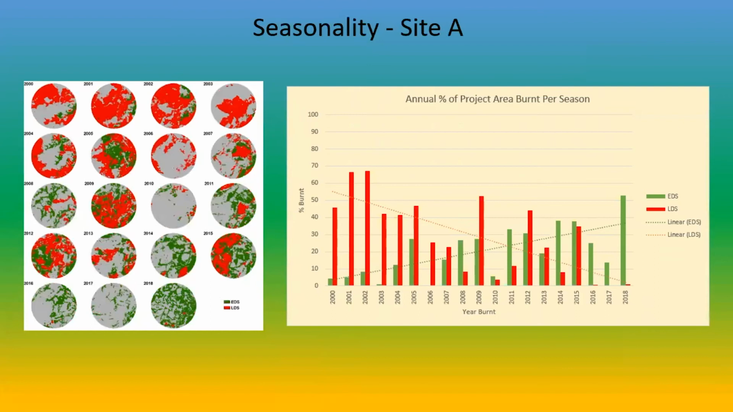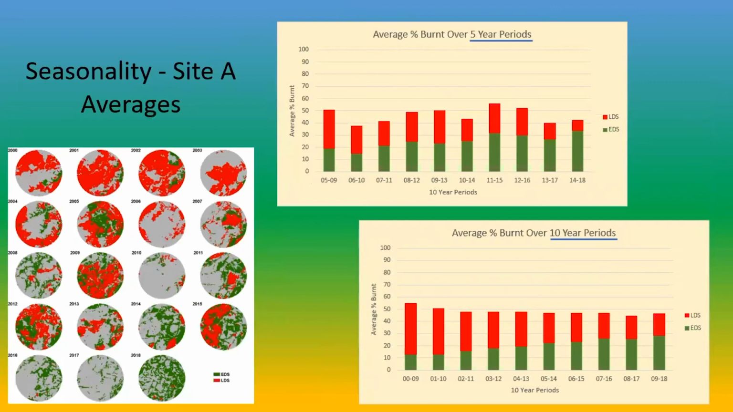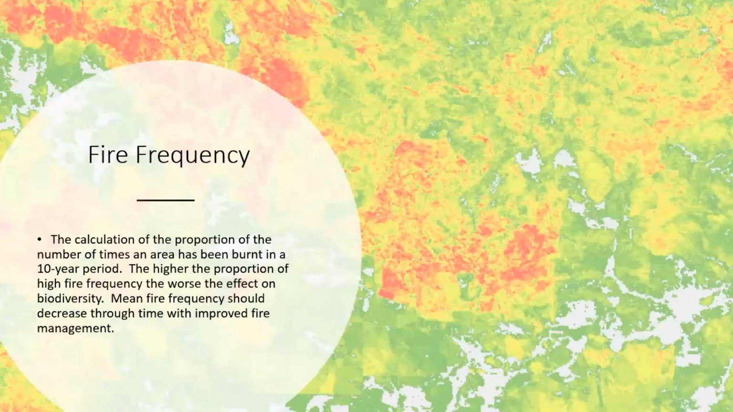This is Site A. This is an area where a savanna burning project has been implemented. You can see that through time, those circles, they're sort of the fire history for each year, how it's got less red and more green through time. The graph illustrates that equally. And then we can see that as an annual percent burnt of the project area. And you can see the green bar goes up and up and up through time.